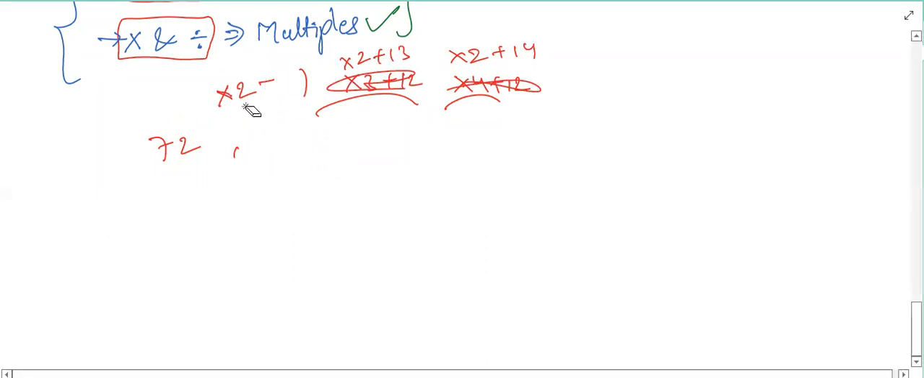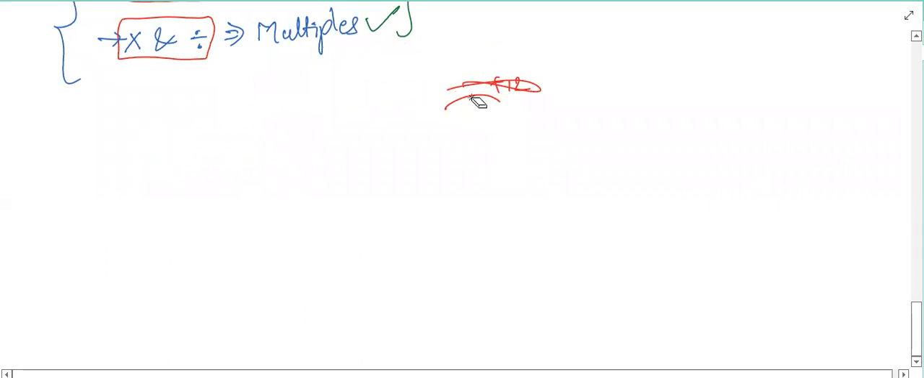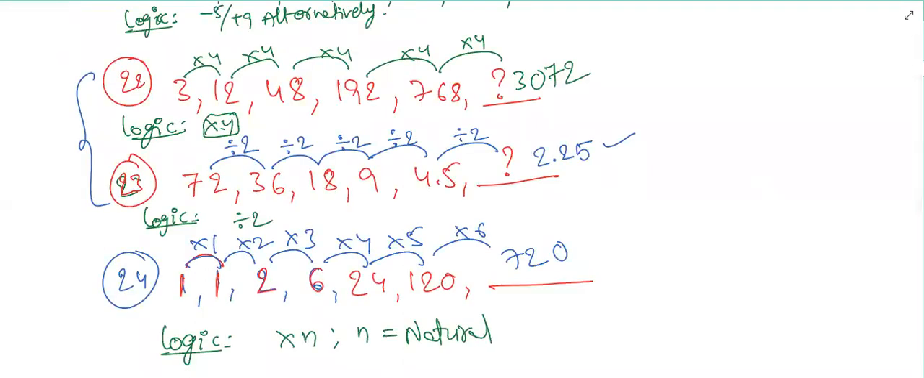Overall my point is, if at least into 2 is possible, try with into 2, otherwise go with the difference. So let us do some questions based on these addition, difference and multiples categories.